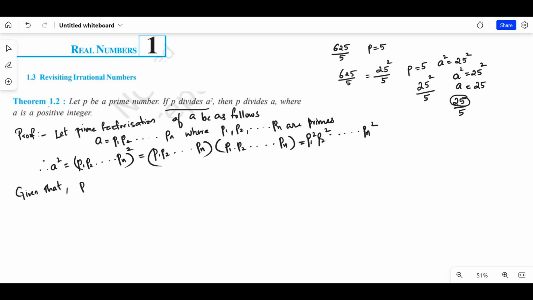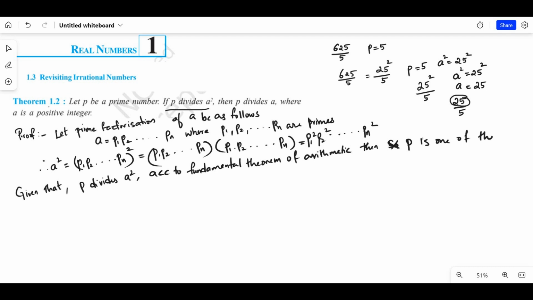Now, it is given in the theorem that P divides A square. So according to the fundamental theorem of arithmetic, if P divides A square, then P is one of the prime factors of A square.